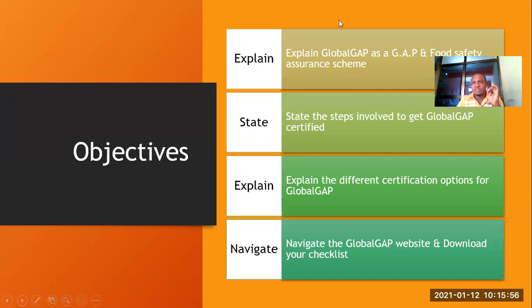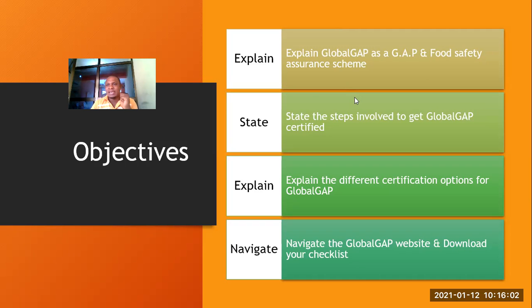By the time we finish with today's session, each participant should be able to explain GlobalGAP as a GAP and food safety assurance scheme. Each participant should be able to state the steps involved to get GlobalGAP certified as a company. So in this case, everybody who participates in this training must be able to know the steps that LATC Agro Nigeria should take to become GlobalGAP certified.